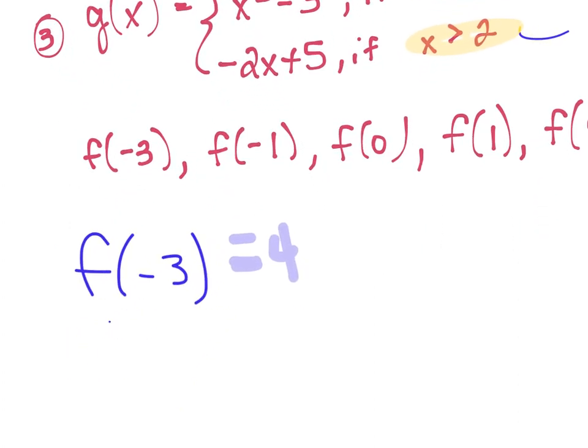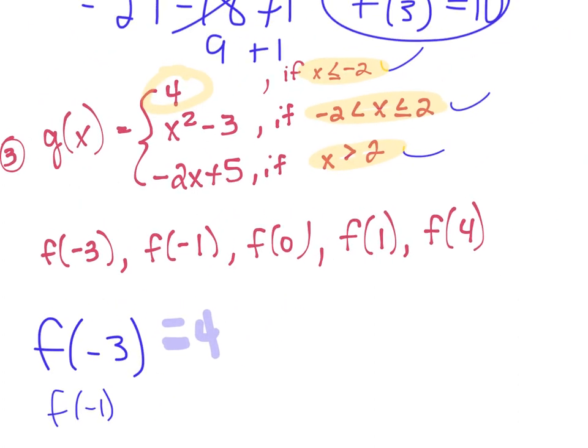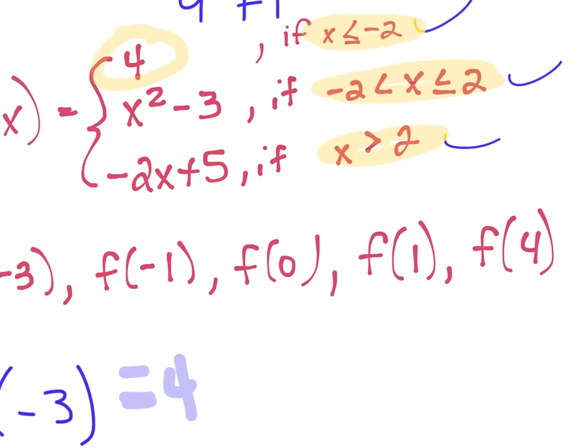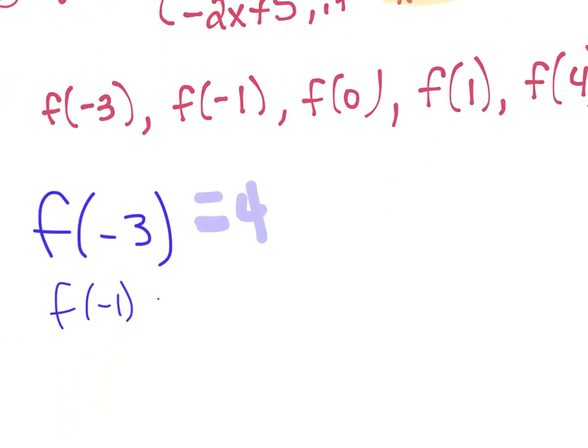What's the next number they want me to plug in? -1. Okay, where does -1 fall? Is it less than negative 2? Is it in between negative 2 and positive 2? Or is it bigger than 2? In between. It's in between. Does everybody see that? So which expression am I going to plug negative 1 into? X squared minus 3. So I'm going to say, okay, x squared minus 3. That's you showing me that you understand where to plug that number into.